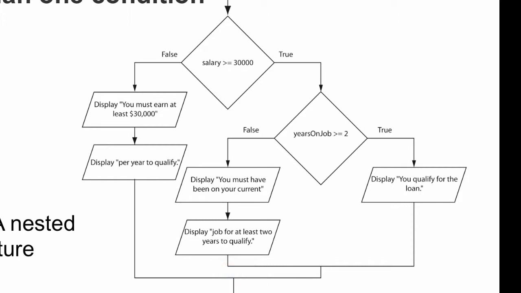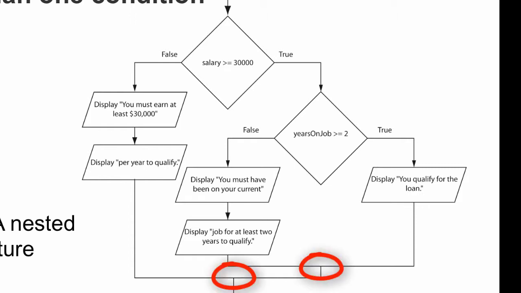Let's say that we earn $35,000, but we've only been on the job for 18 months. If salary greater than or equal to $30,000, that's true. Then we go over here and we say years on the job greater than or equal to 2. That's false. So we didn't meet that condition. So we go to the left, or the else side, and we say display you must have been on your current job for at least 2 years to qualify.